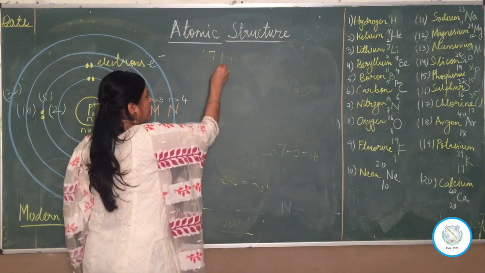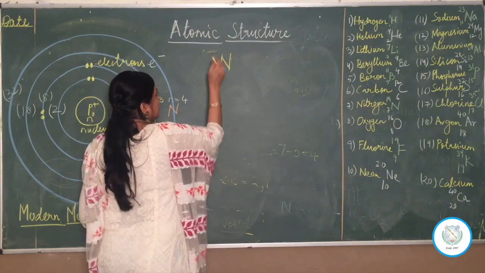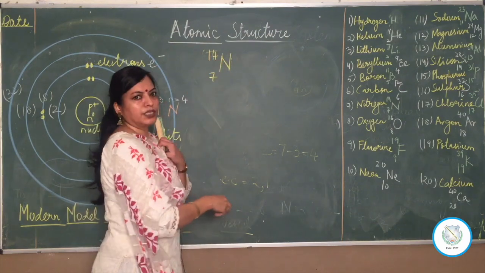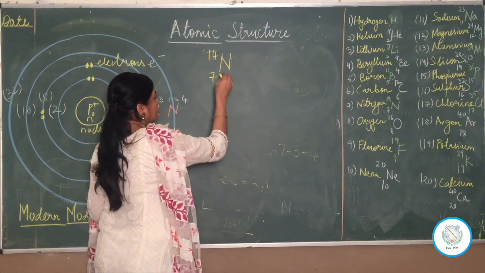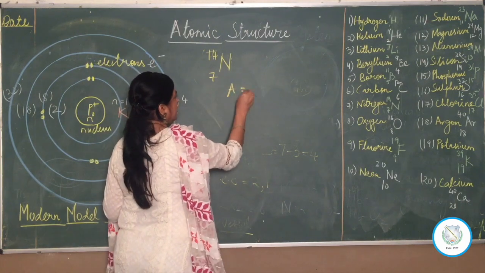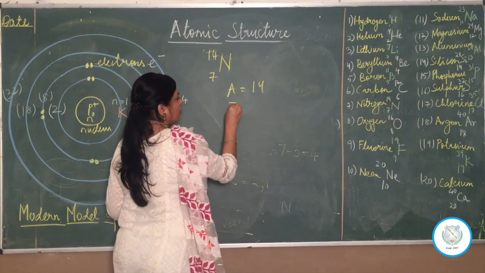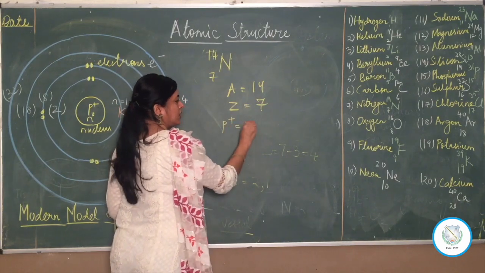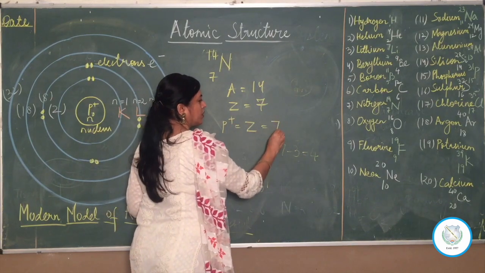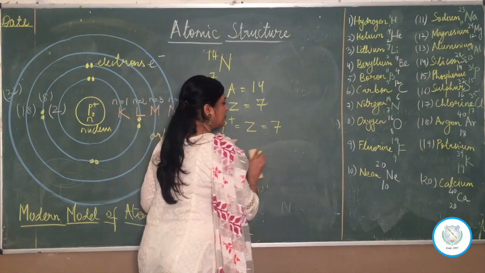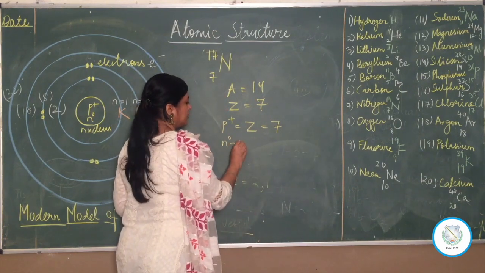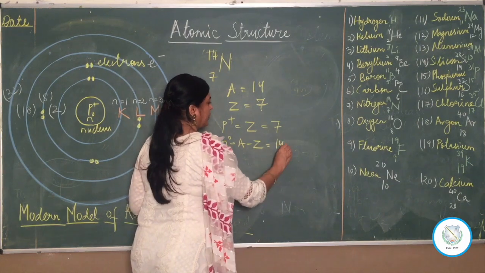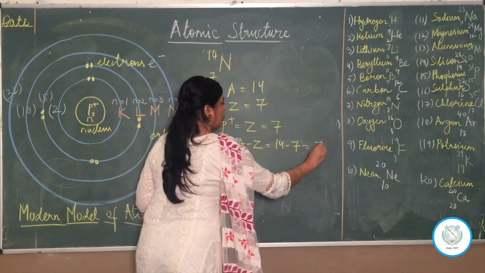Okay, for nitrogen it's 14, 7. So what is A here? 14. What is Z here? 7. Protons is equal to Z, and that is what? 7. Neutrons is A minus Z, that is 14 minus 7, which is also 7.